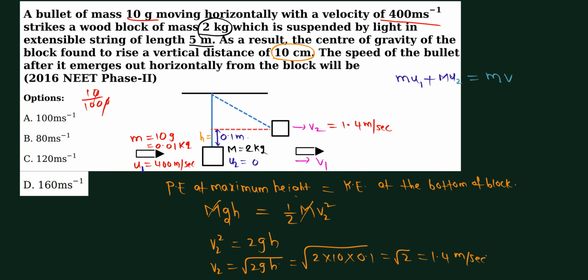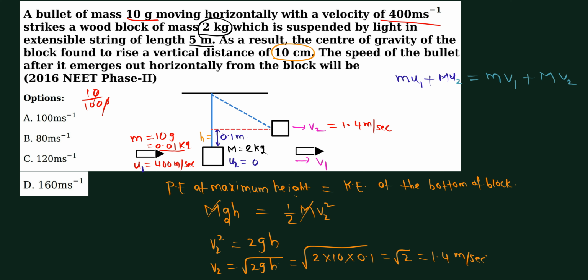Just a minute. What is this? Bullet mass is m, and bullet velocity is v1. And after collision, the momentum is capital M into v2. All things we have here. Just substitute the values there and find the bullet velocity v1. Then you check the answer where it is matching.